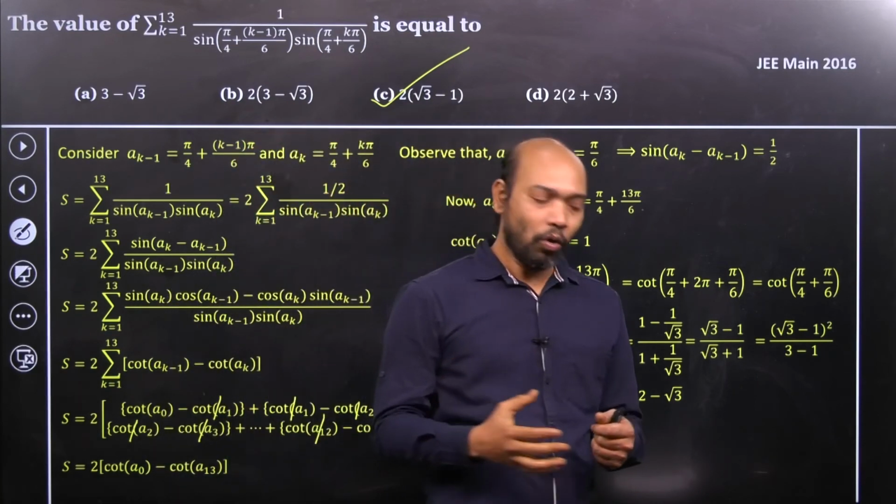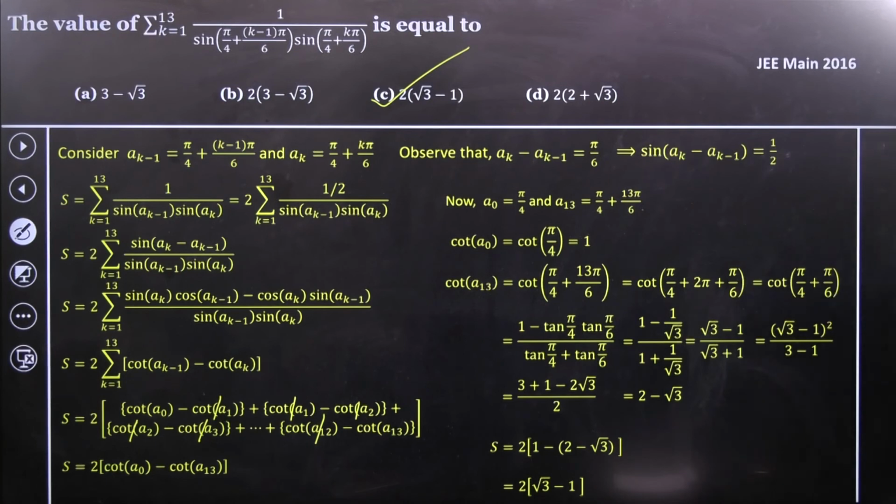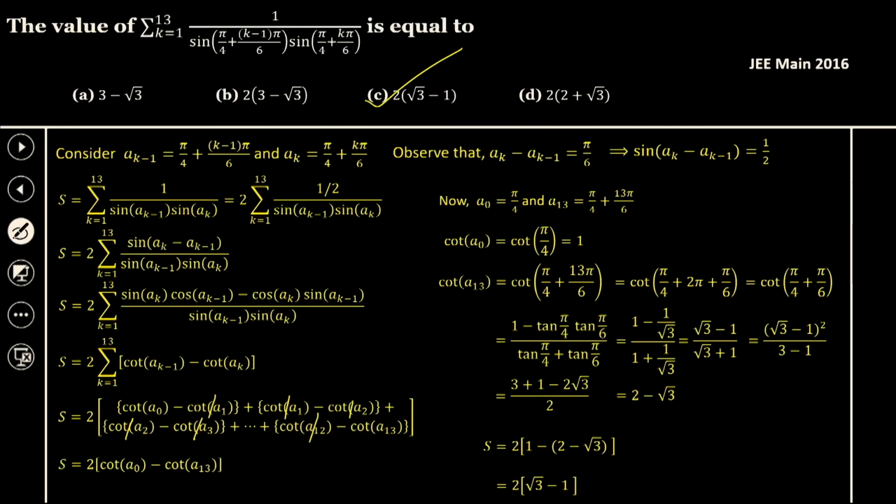That's it. Hope you understood the problem. It's a very straightforward calculation, but we only have to apply a small trick in the second line, where we take 2 common and write 1 by 2 in the numerator. If you do that, the remaining problem is very easy. That's it. Hope you understood it. Thank you.